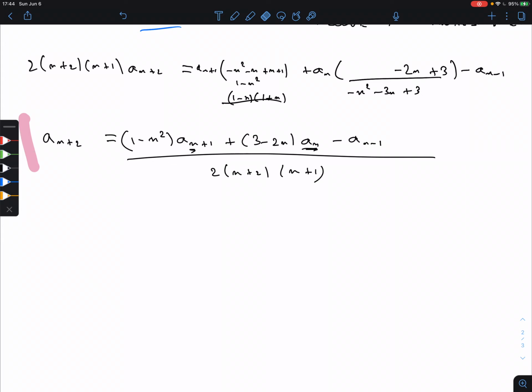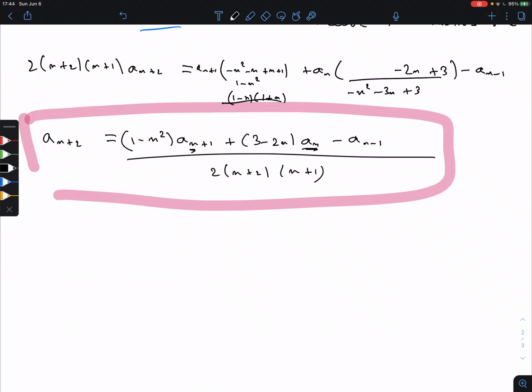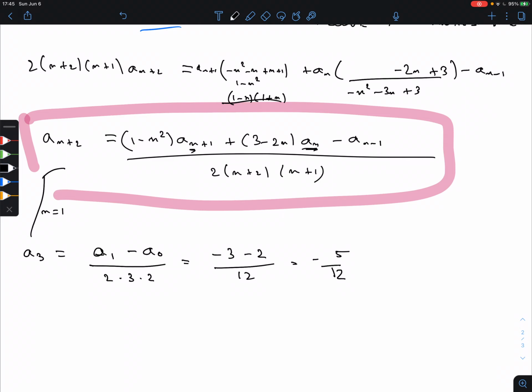Okay. So first of all, let's box our formula again. This is our formula. So we are calculating A3. So this was the case, replace n equals 1. This would give me A3. And n equals 1, the first term disappears. The next term is plus an, so A1, and then minus A0. And in the bottom, I get 2 times 3 times 2. So A1 was negative 3, A0 was 2, and then I get 12. So I get minus 5 over 12.